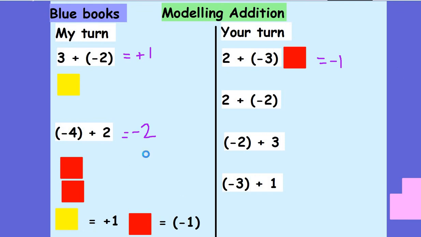Now for the next one, I need +2 and I need to add on -2. This time when I remove 0 pairs, there's 1, there's the other one, I'm left with nothing at all.